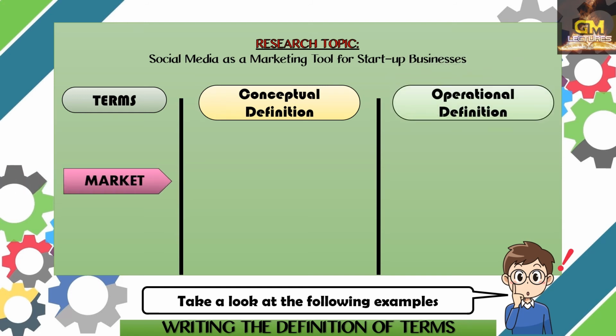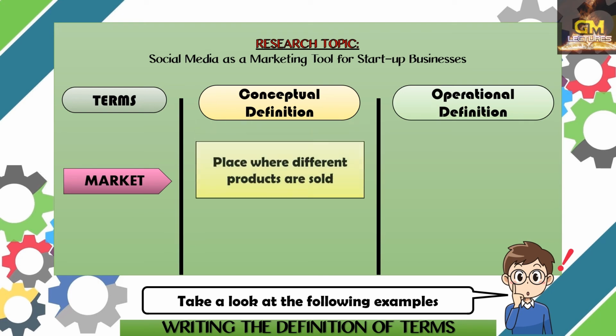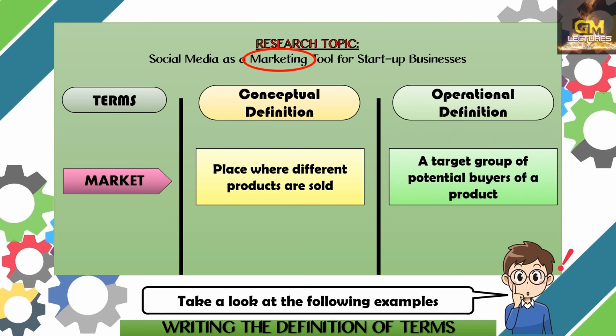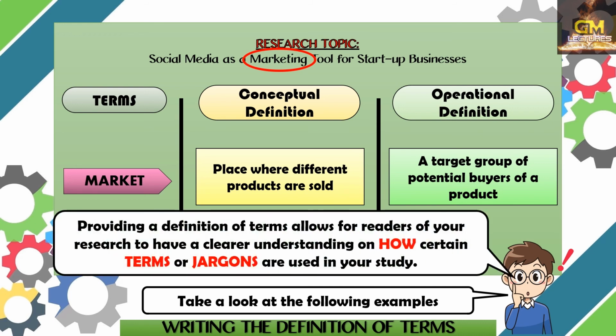For this example, the term is market. Market basically is referred to a place where different products are sold. The conceptual definition focuses on the definition of market as a place. But since the context of the study focuses on marketing itself, the term market would have a different operational definition. Hence, market is now referred to as a target group of potential buyers of a product. We have to remember that providing a definition of terms allows for readers of your research to have a clearer understanding on how certain terms or jargons are used in your study.